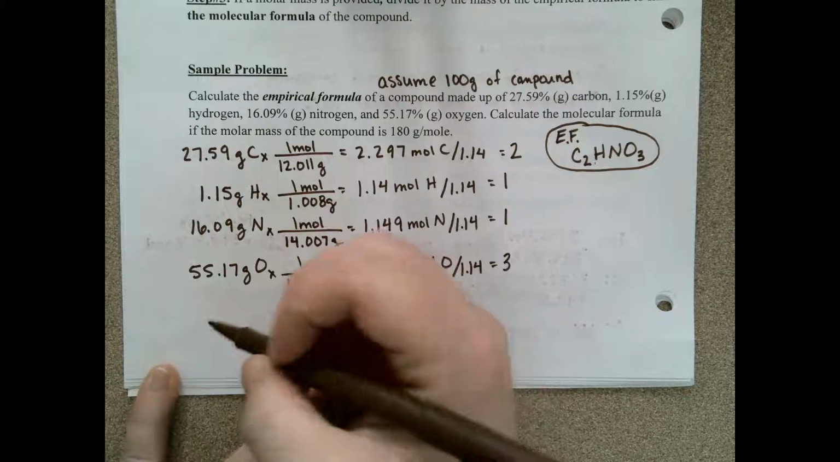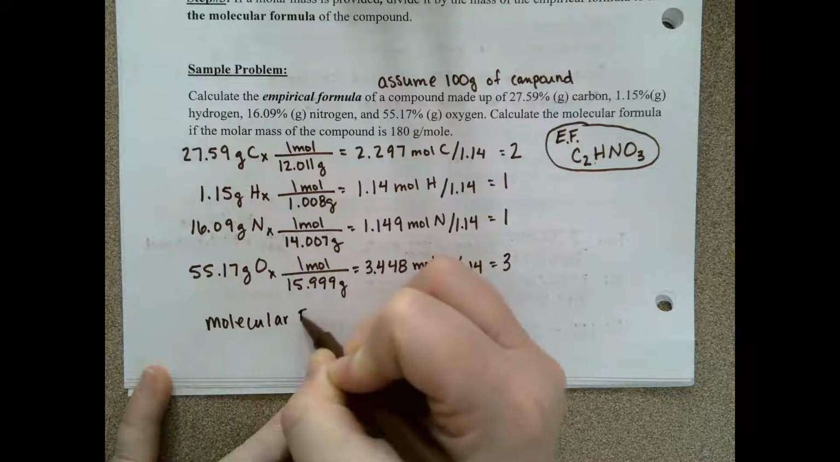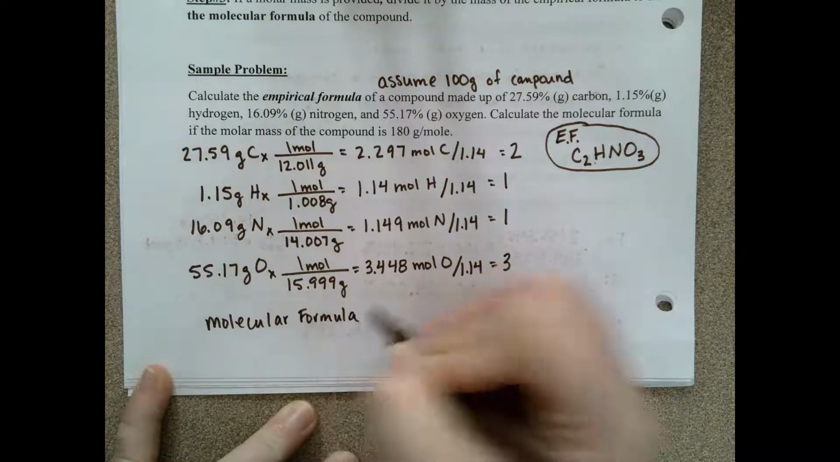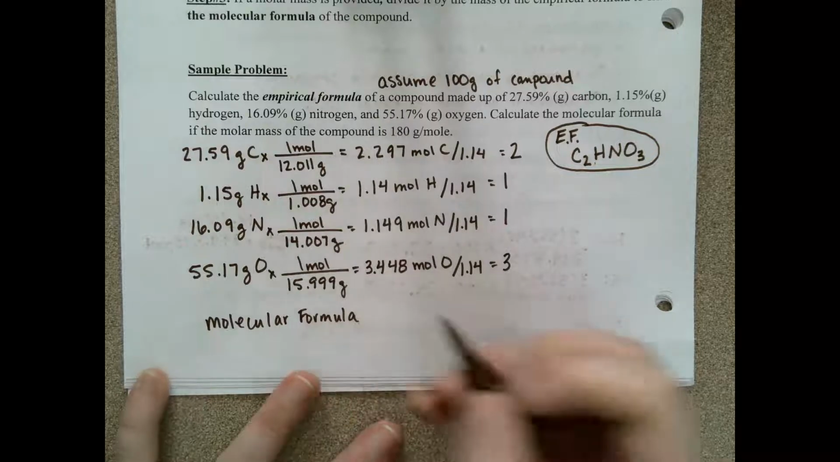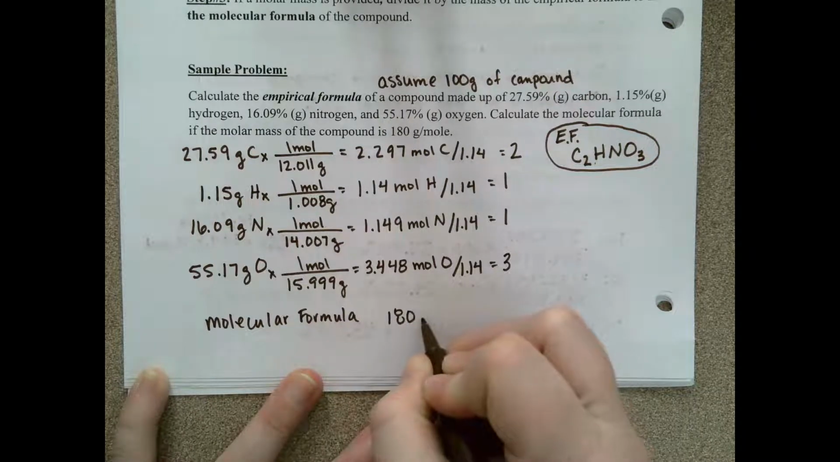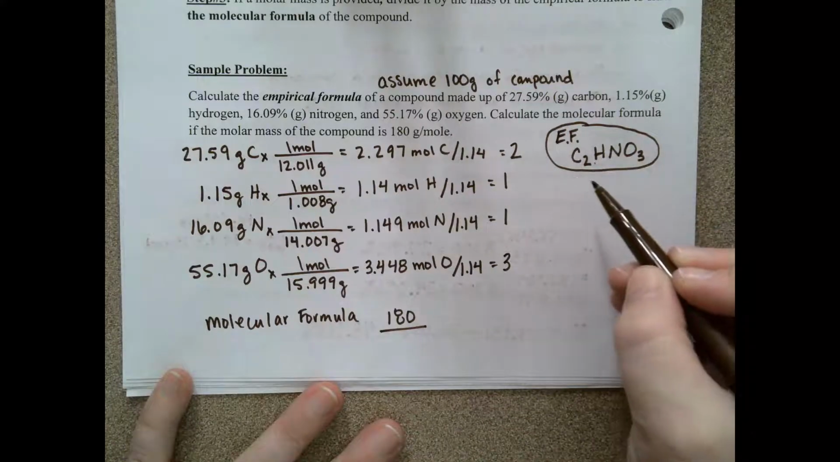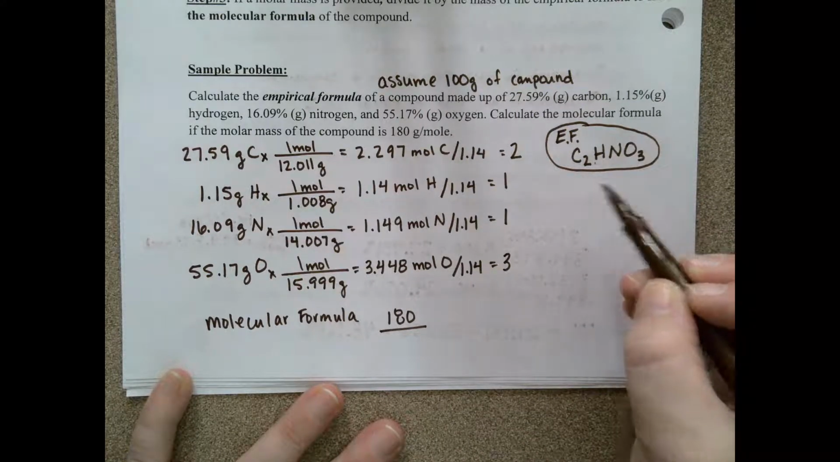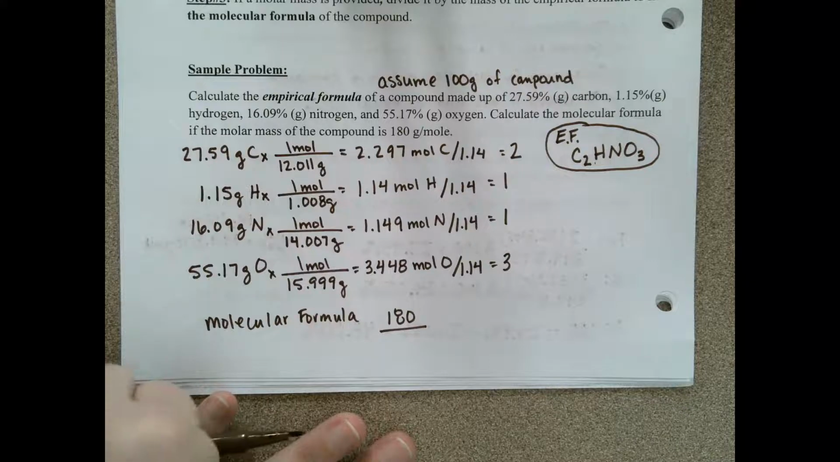Okay. So for the molecular formula, we need to take the molar mass of our molecular formula, which is 180 grams, and we're going to divide it by the molar mass of our empirical formula. So I'm going to take 2 times 12.011 plus hydrogen is 1.008, 14.007 plus 3 times oxygen.